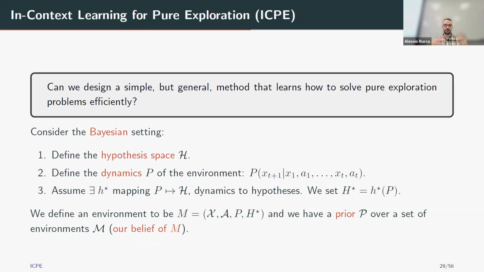So remember that we have some hypothesis space. Here in the slides I'm using capital H and not D, as we did in the lectures. We have the dynamics of the environment, and we have also the true hypothesis. Here I'm using H star, not D star. Also, I'm not using the parameter theta, but I'm using directly the model P of the dynamics of the environment. And we can construct a prior over a set of environments. So it's our belief of M.